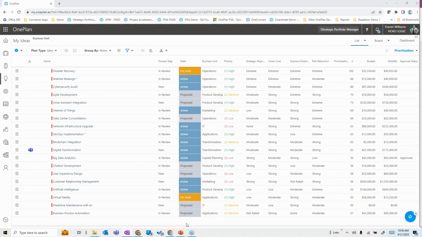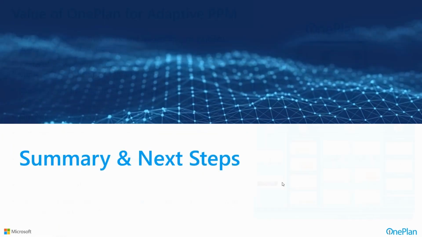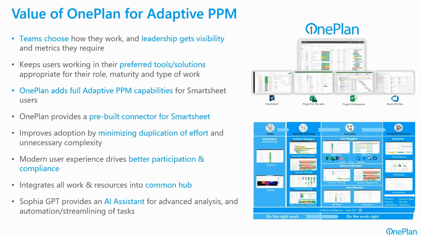All right, with that, I think I will go back and let's just talk about summary and next steps. The gist of our presentation today was about adaptive PPM. It's about teams choosing how they work and leadership getting the visibility and the metrics they require. It keeps users working in their preferred tools and solutions appropriate for their role, maturity, and type of work. And that includes Smartsheet. OnePlan adds full adaptive PPM capabilities for Smartsheet users. OnePlan provides a pre-built connector for Smartsheet, so this is available and ready to go. It also improves adoption by minimizing duplication of effort.